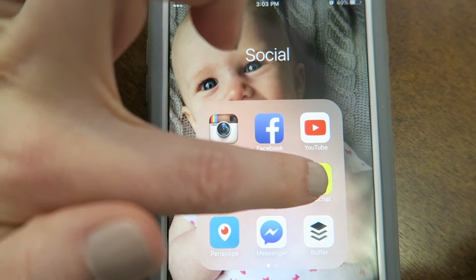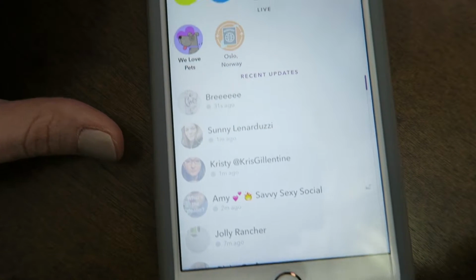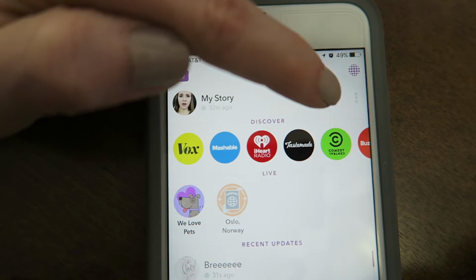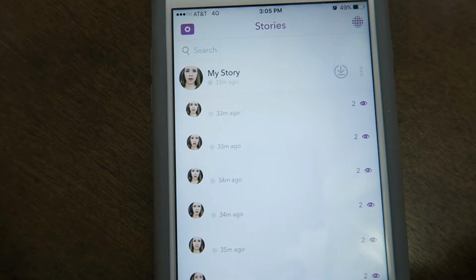So you want to go into Snapchat, and that's just the camera angle. So you want to go down into here where the stories are. Then you want to go up to My Story. If you see these 3 little dots right here, you want to click on that. Okay, so the first statistic is total unique views. This is how many people have watched your story.